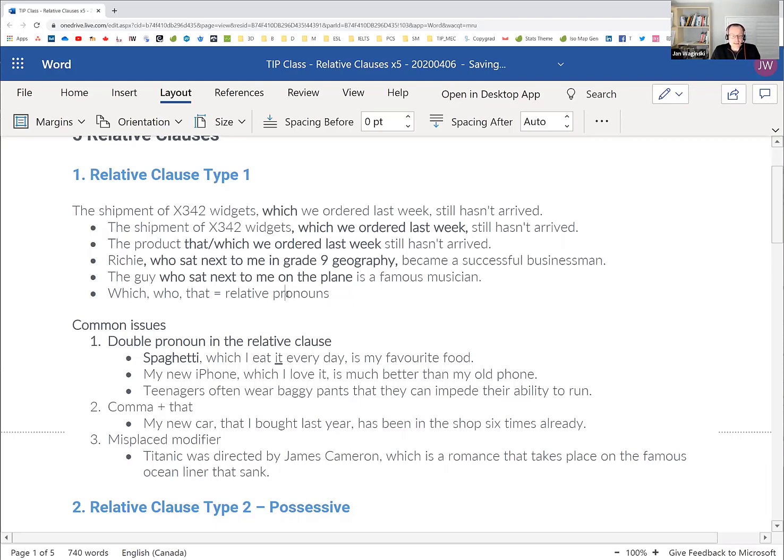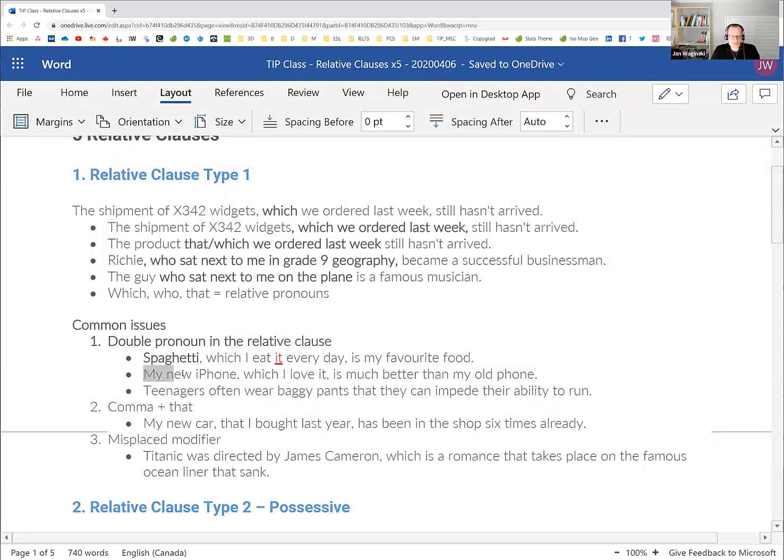So, pronouns are like he, she, it, we, they. So in this case, in this relative pronoun, what does this pronoun stand for? Spaghetti. Yes, that's it. So which means spaghetti, and I eat it every day, so it is also spaghetti. So that's why this is no good, because which already means spaghetti. So this is a big no-no. So we have two words which represent spaghetti, and now you've got a third one here, and you've got to get rid of it.